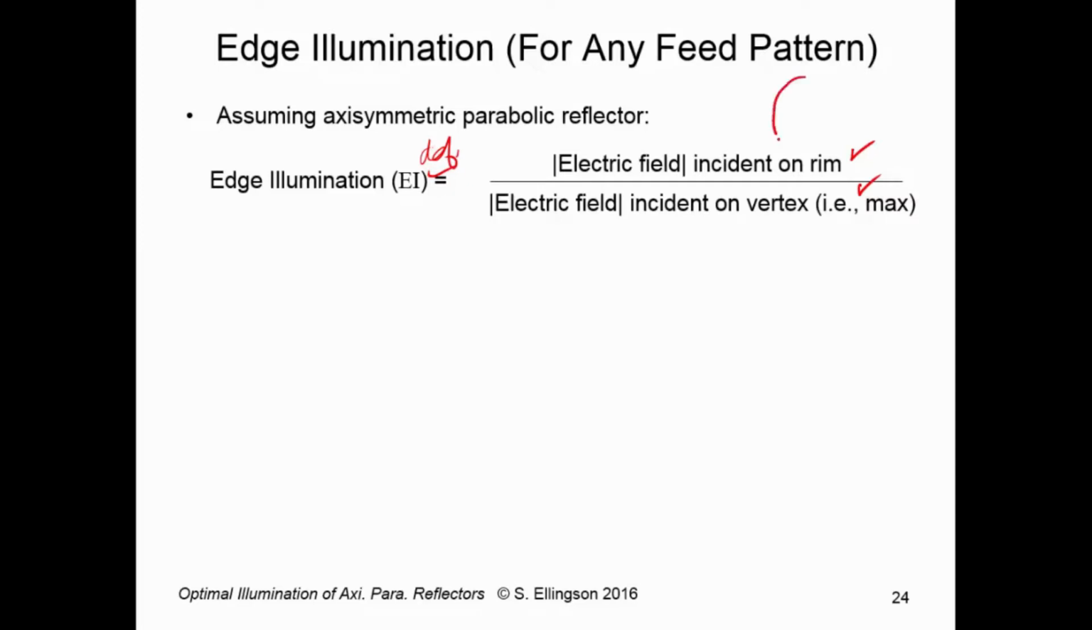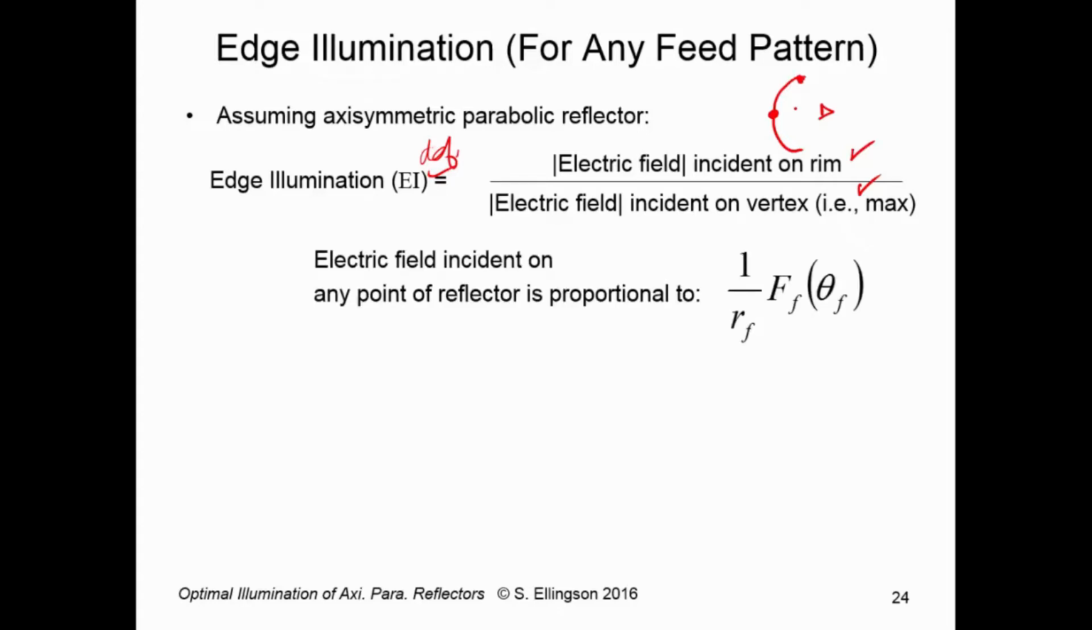So here's a reflector, here's the feed. We get a value here, which is in the denominator. We get a value here at the rim, and the ratio of those two things is called the edge illumination. So the edge illumination is saying how far or how much less the magnitude of the electric field is at the rim than it is at the vertex.